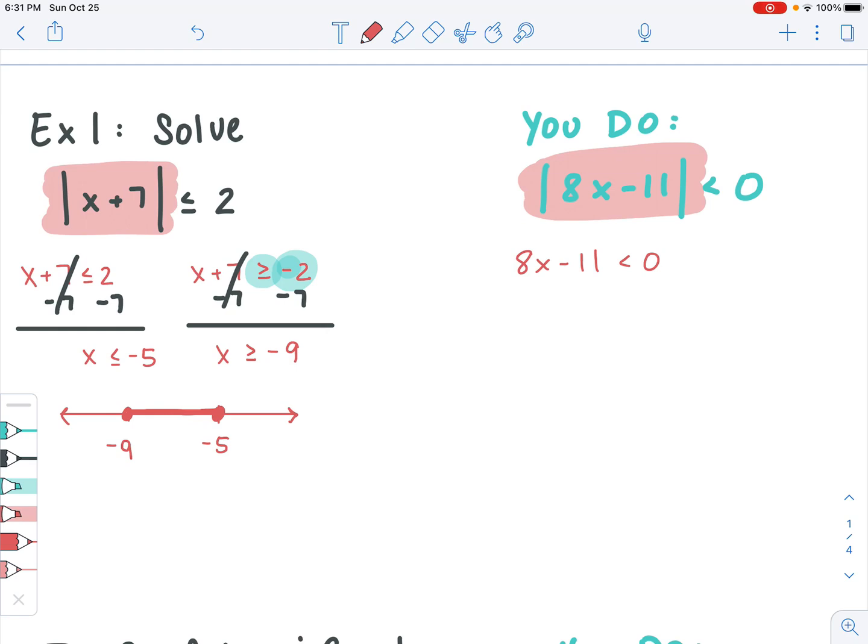I also think about, can I be less than 0 spaces away from 0? That doesn't even make any sense, right? So this problem actually has no solution because there's no way I can be less than 0 spaces away from 0. So anytime you have an absolute value inequality that wants you to be less than 0 spaces away from 0, there's no solution.